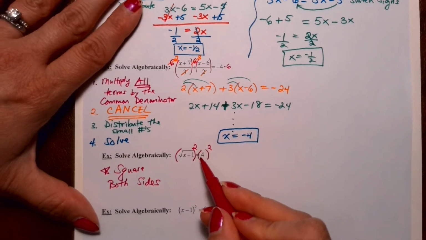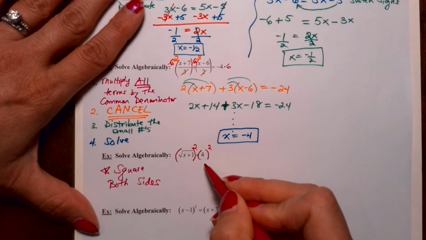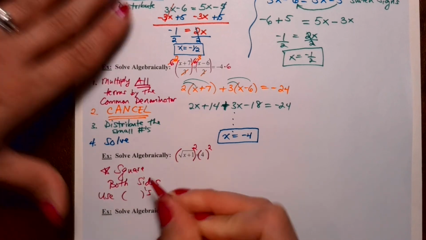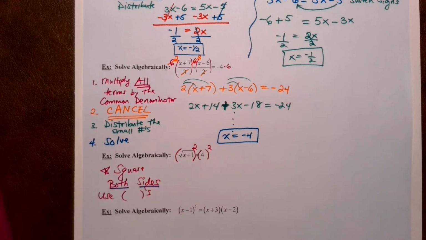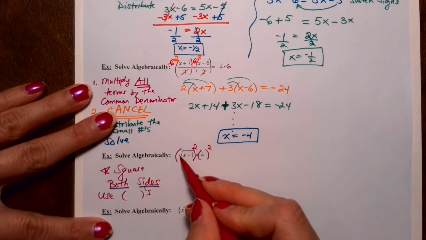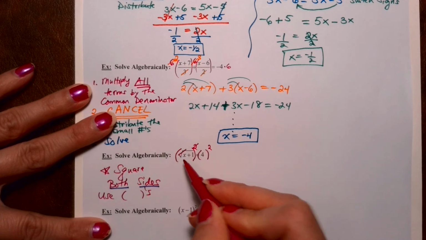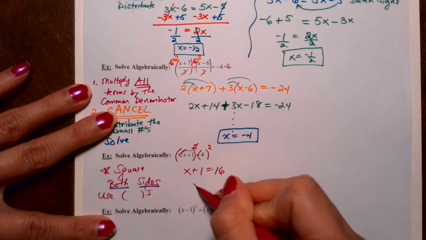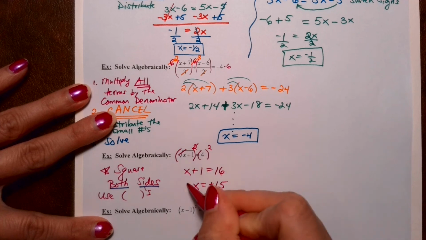Now if this happened to be x minus 1, it would look like this. You put parentheses, square both sides, and use parentheses. Let's just make sure everyone highlights both sides, square both sides. So a square root and a square cancel, and then all you have left is that quantity. Over here we've got 16, and x is just equal to positive 15.